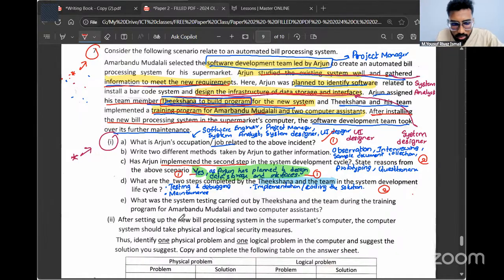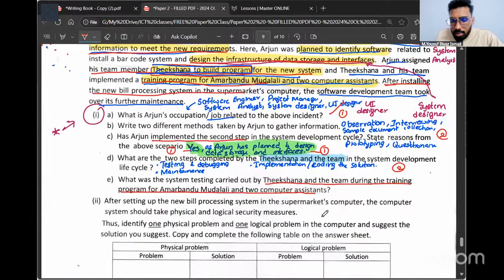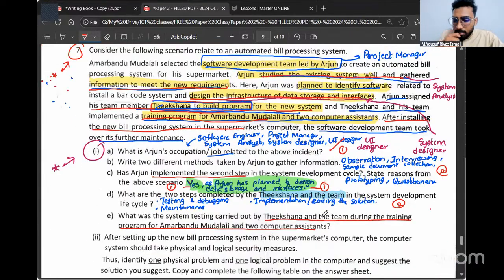Next, what was the system testing carried out by Tikshana and team during the training program for Amarbandhu Mudalali and the two? Okay, I already asked for this question as well. What was the type of testing they did? When they were teaching Amarbandhu's Mudalali and the assistants how to use the computer, what type of testing was done?